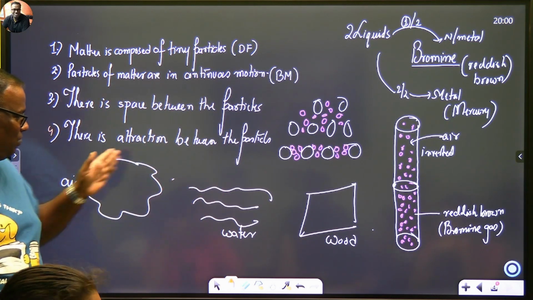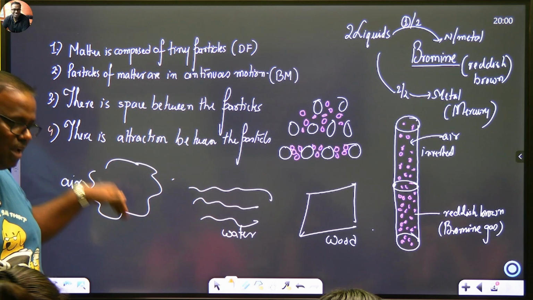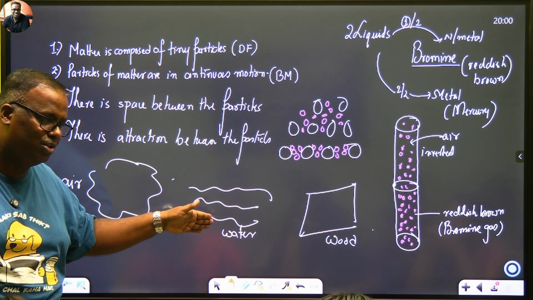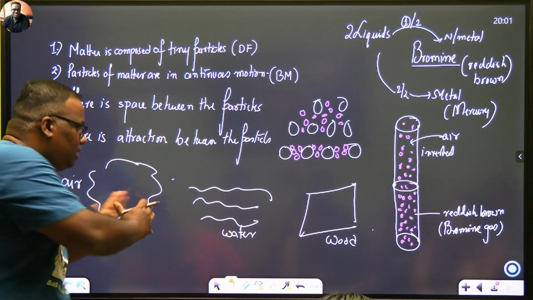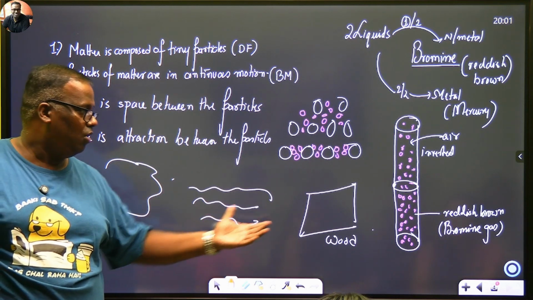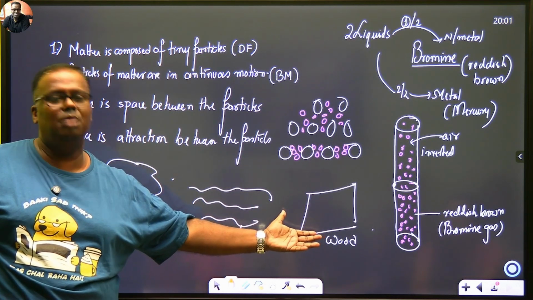Okay, so there is less attraction here. That's why my hands could penetrate. My hands could penetrate here also. That means compared to here, there is more attraction here. तो यहाँ पे हाथ घुसेगा? यहाँ पे हाथ ही नहीं घुसेगा.